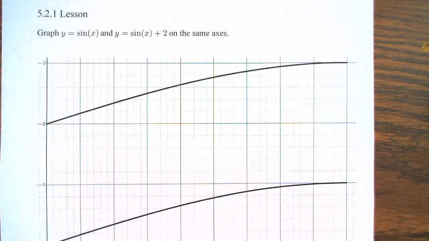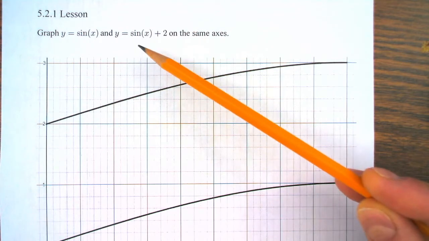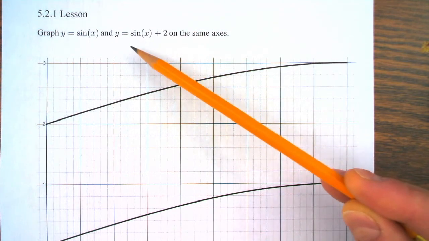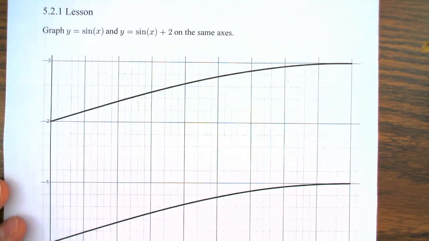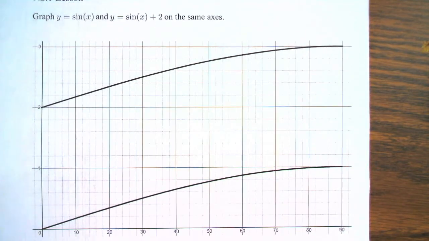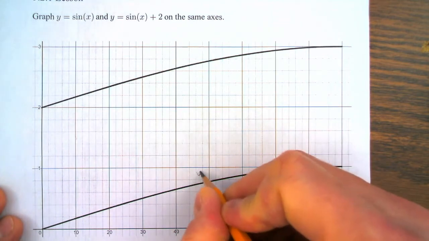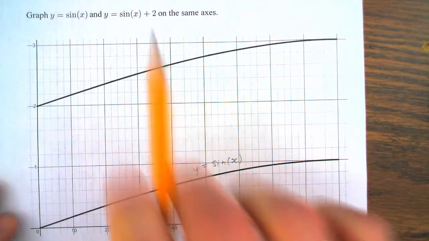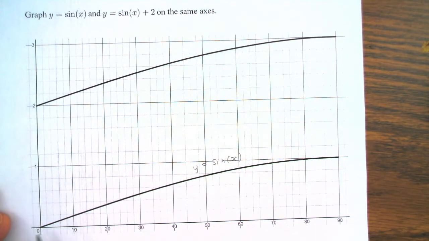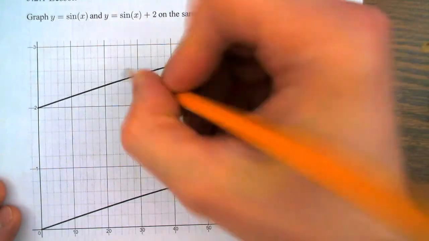Today we go back to looking at trigonometry, and we see our function here y equal to sine x, and we were going to compare it to y equal to sine x plus 2. Okay, so just like we've seen very recently, y equal to sine x looks like this, and if we add 2 to all of the y values, all of the points are going to move up 2 units.